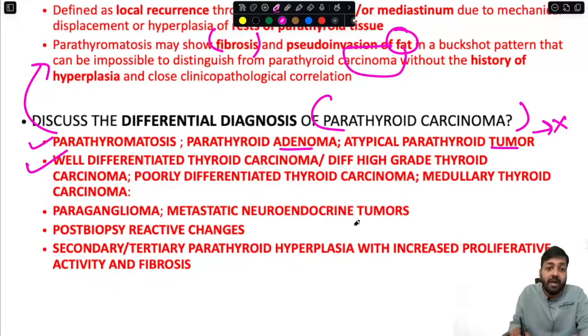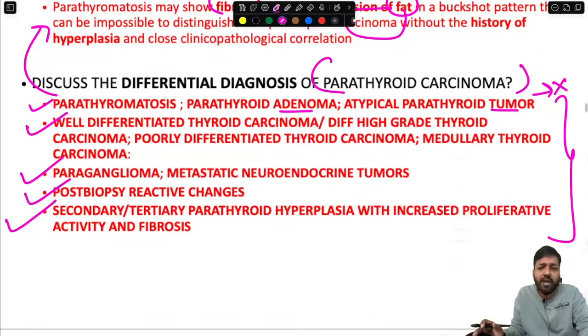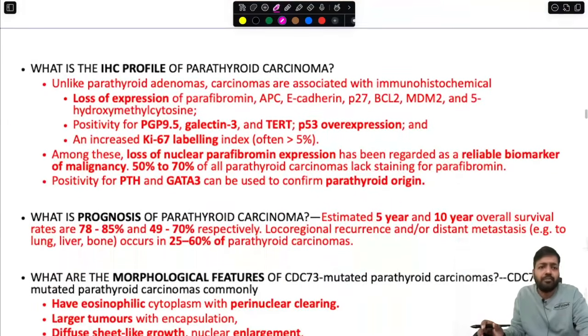Then we have well differentiated thyroid carcinoma, differentiated high grade thyroid carcinoma, poorly differentiated thyroid carcinoma, medullary thyroid carcinoma. Then third important is paraganglioma, metastatic neuroendocrine tumors, post biopsy reactive changes, secondary or tertiary parathyroid hyperplasia with increased proliferative activity and fibrosis. The details of differential diagnosis are present in the individual lectures, so you can go and refer to them. Right now we are just enumerating the important differential diagnoses of parathyroid carcinoma.